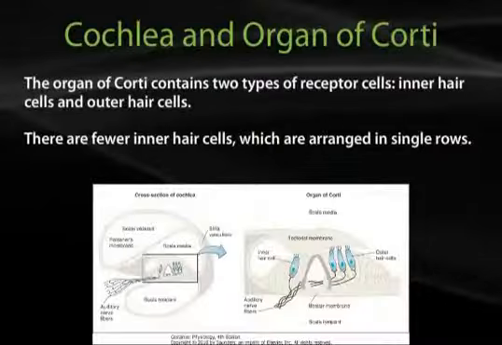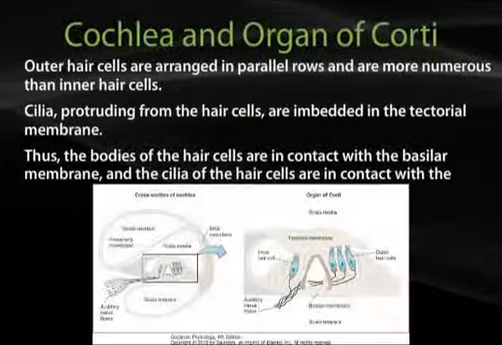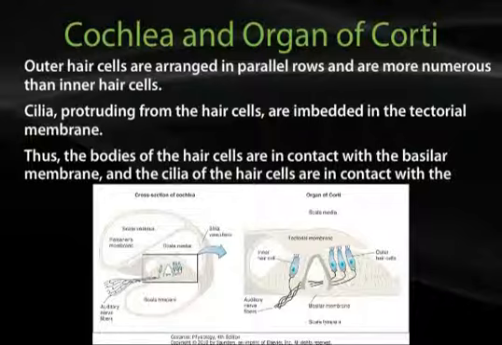The organ of Corti contains two types of receptor cells, inner hair cells and outer hair cells. There are fewer inner hair cells, which are arranged in single rows. Outer hair cells are arranged in parallel rows and are more numerous than inner hair cells. Cilia protruding from the hair cells are embedded in the tectorial membrane.